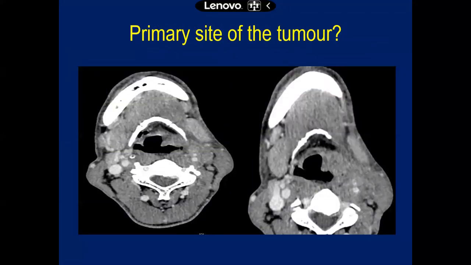There are certain situations where you will not be able to make out whether the primary tumor is in the piriform sinus or in the supraglottic larynx, especially in the marginal zone. You can see this is a normal piriform sinus. On the left side, this is a bulky disease extending into the aryepiglottic fold. You cannot say whether it is an aryepiglottic fold tumor extending into the piriform fossa or a piriform fossa tumor extending into the aryepiglottic fold. Either way, it is T2.